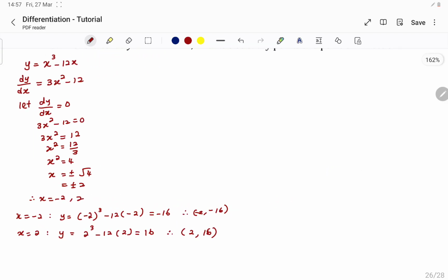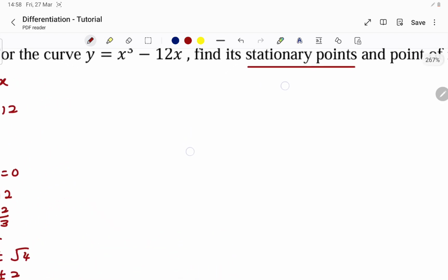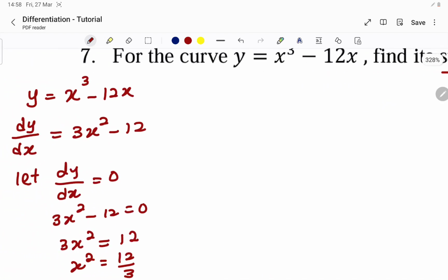So now we have to identify whether this is minimum or maximum. Okay, they didn't mention that, right? They just want us to find the stationary points and the point of inflection. We already have the stationary points, these two just now. Now we have to find the point of inflection, where we have to differentiate a second time.